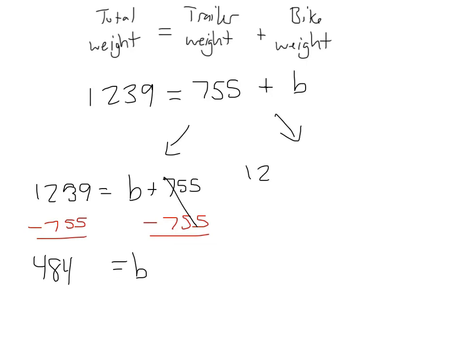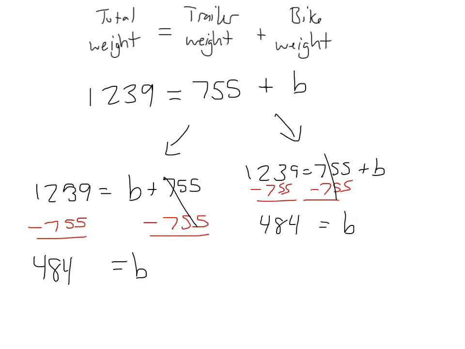Now the other way of doing that, it's a little bit shorter, is to just rewrite the original 1,239 equals 755 plus B. The other way of doing that is just saying, I know this is a positive 755. So how do I get rid of that 755? Because that is the problem here. He is keeping B from being by himself. Well, it's a positive 755, so if I subtract 755 from both sides, I'll end up getting the same answer, canceling there, B equals 484 pounds.